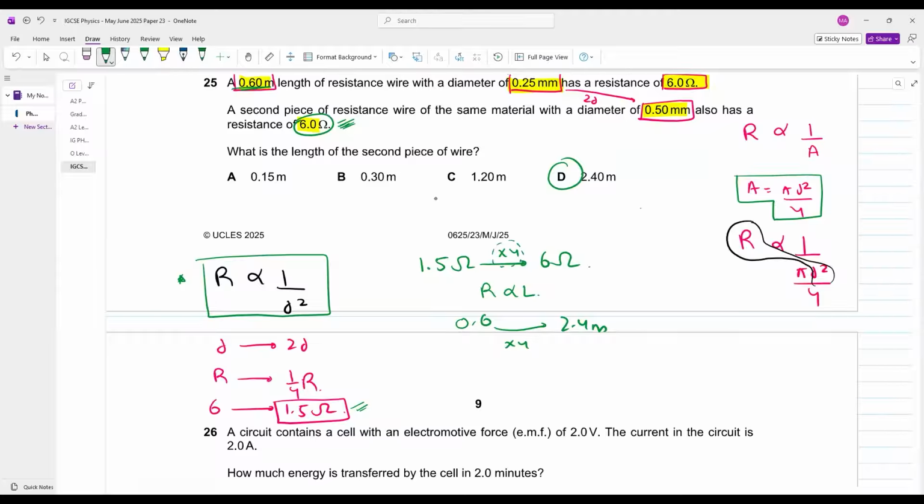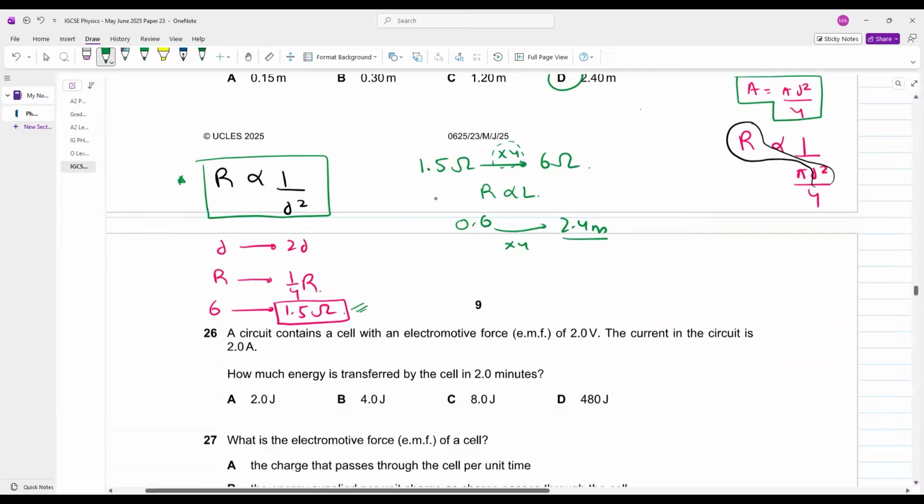If your length increases by a factor of 4. If your length goes from 0.6 multiplied by 4, 2.4 meters, your resistance will also increase by a factor of 4. D is your answer.